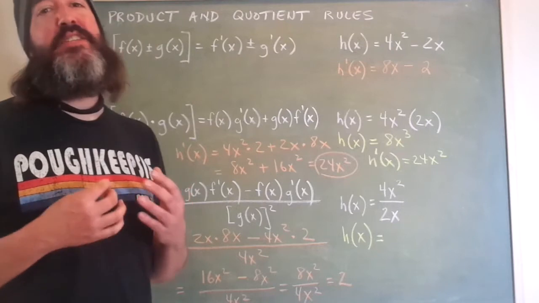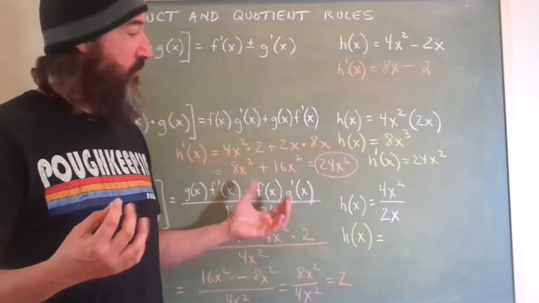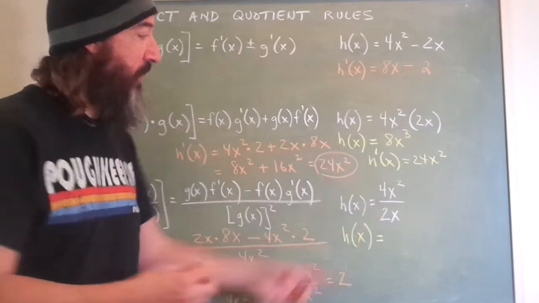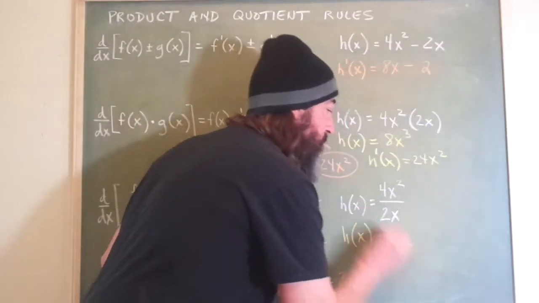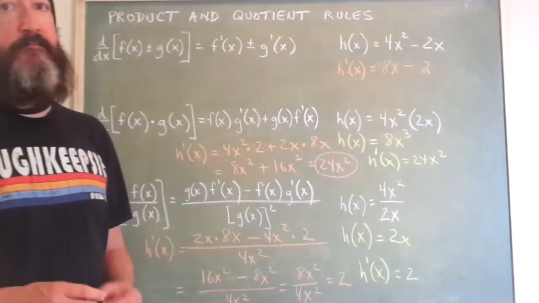We certainly didn't need to use the quotient rule to get the derivative of h(x). I could have just rewritten the function. 4x squared divided by 2x is 2x. And of course, the derivative of 2x is just 2.